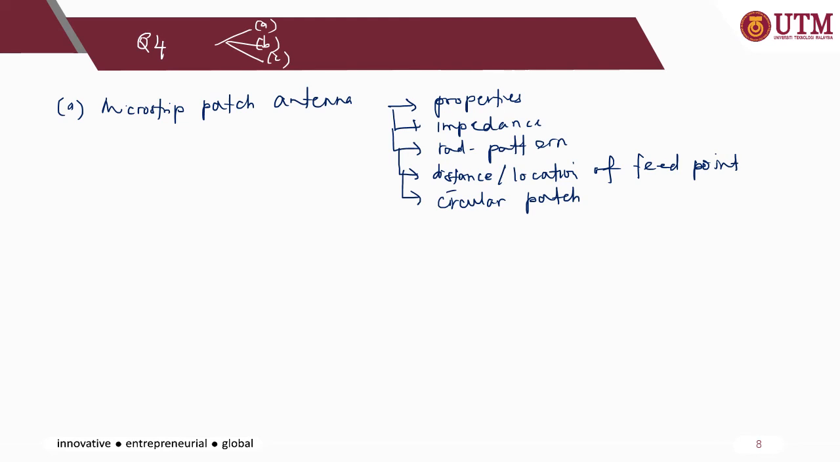And then for part B, the question will be based on the broadside linear array. Okay, so you should refer to the slides and some examples on broadside linear array. What are the parameters involved? How the antenna works, the advantages, some calculations, all right, and etc.